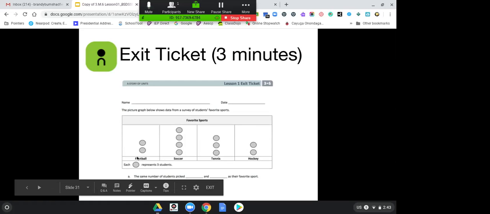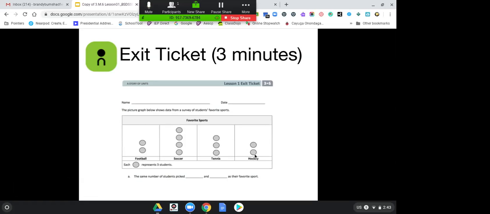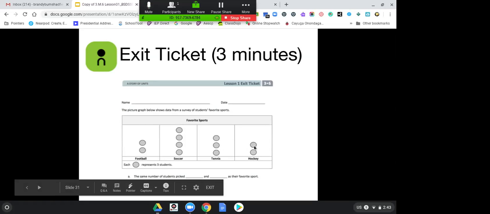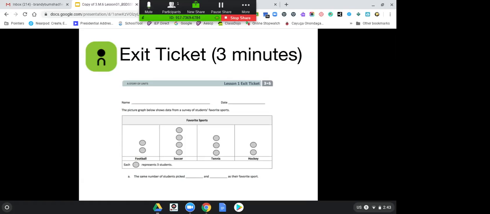So football, 3, 6, you would write a 6. Soccer, 3, 6, 9, 12. Tennis, 3, 6, 9. And hockey, 3, 6. And the question would ask you, the same number of students picked blank and blank as their favorite. And that answer would be football and hockey with 6 students.